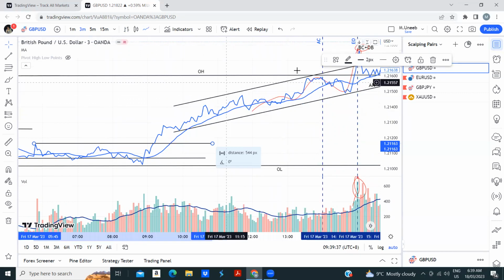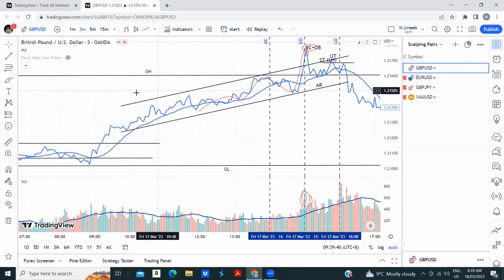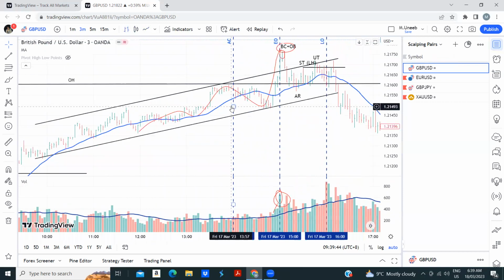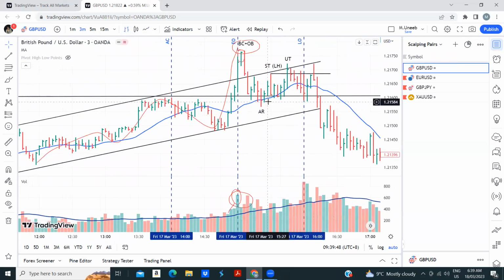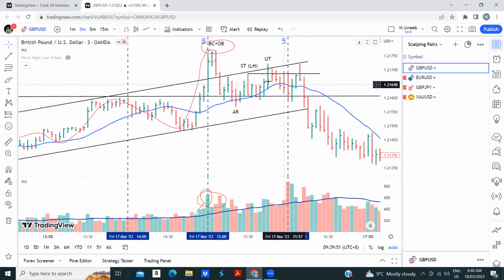Yeah. So you can just draw the channel from here. And here you can identify, okay, we can draw the channel from here. Very simple is that. Okay. Now let's see. Here, according to me, the structure is changing. This is a range here.